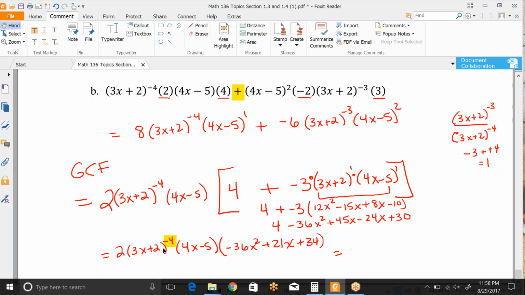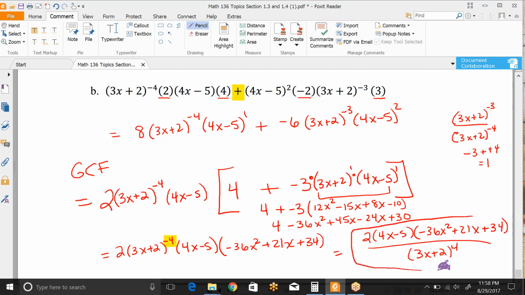needs to have the base it's attached to move to the bottom. So it actually ends up being 2, 4x minus 5, and then the big trinomial, all over the part that had the negative exponent, which once it moves, will be a positive exponent. And that's the final format that we want to leave it in.